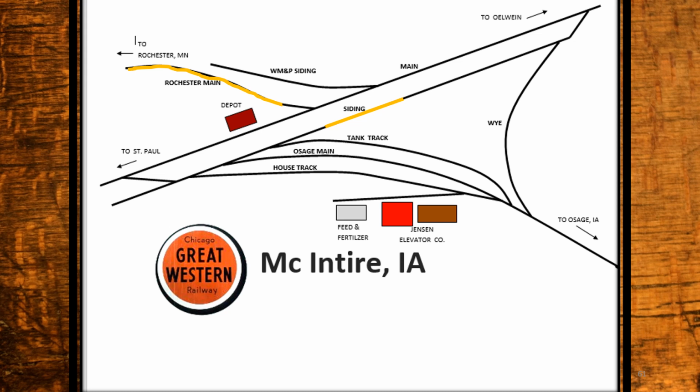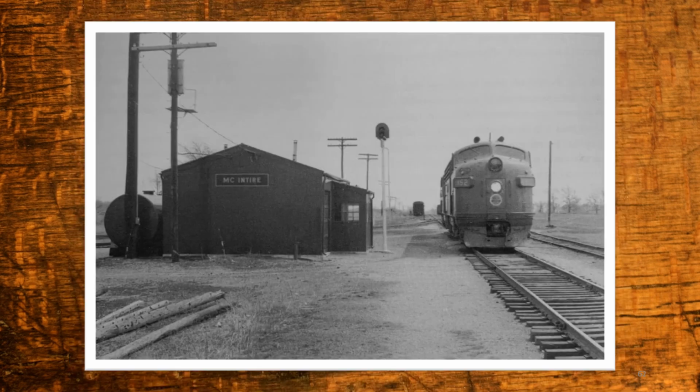Those cars will sit on the Rochester main, and that's where the mainline train will come in and pick up that loading and forward that on down to the south to the main yard at Oline, Iowa, which is represented by staging.